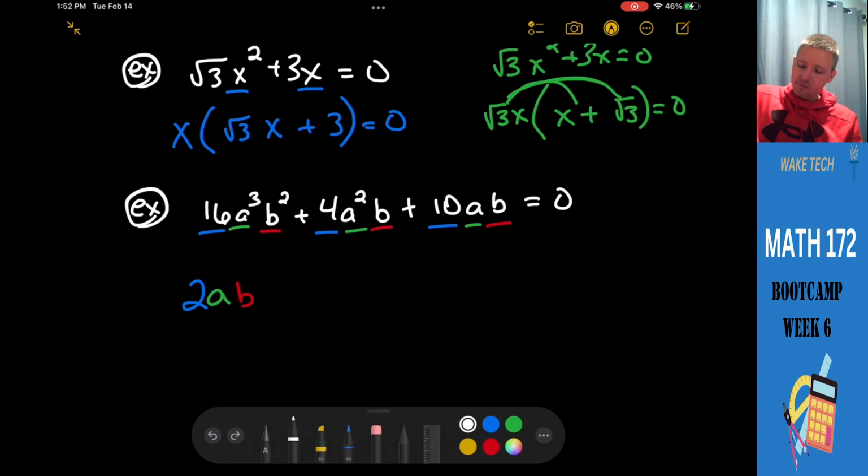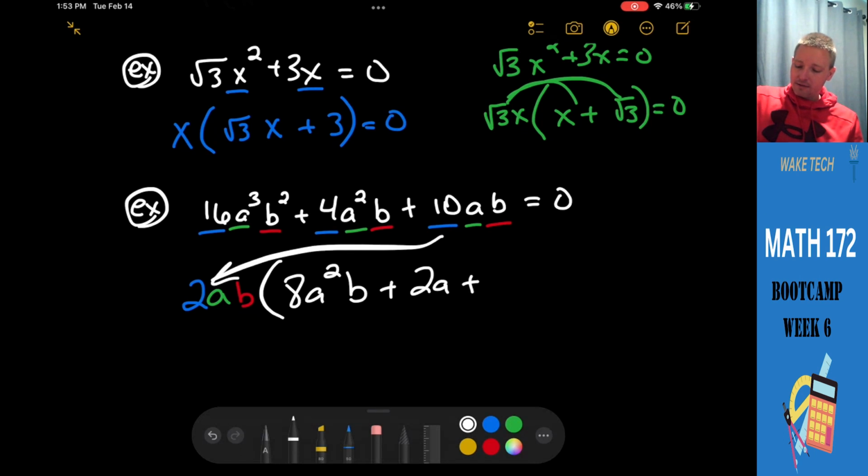So what that leaves us with: 16 divided by 2 is 8. A to the third, when we take out 1a, leaves us with a squared. B squared, when we take out 1b, leaves us with b. 4, when we take out the 2, leaves us with a 2. A squared, when we take out an a, leaves us with a. B, when we take out the b, leaves us with 1, which technically we don't need to write, so we'll just leave it as 2a.